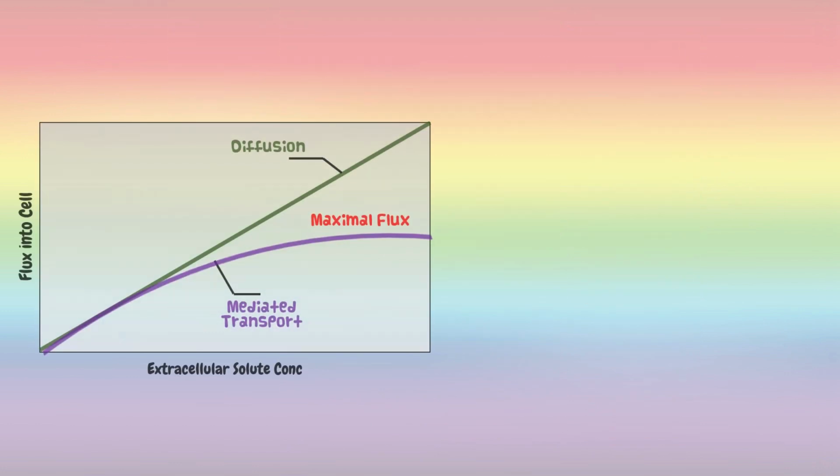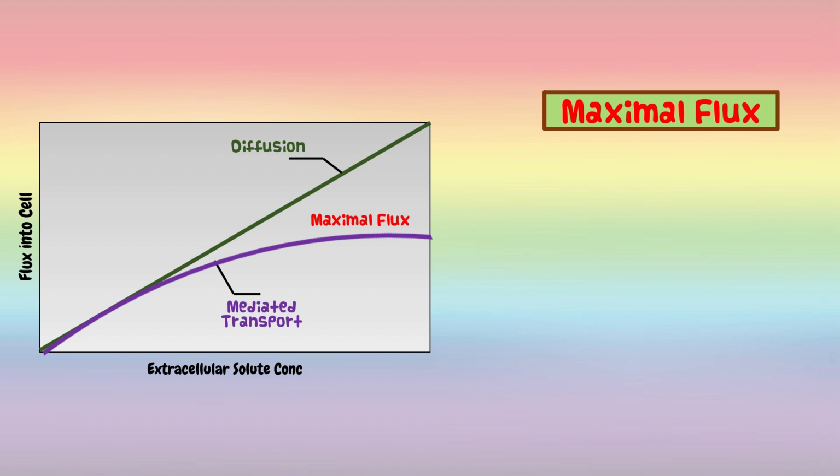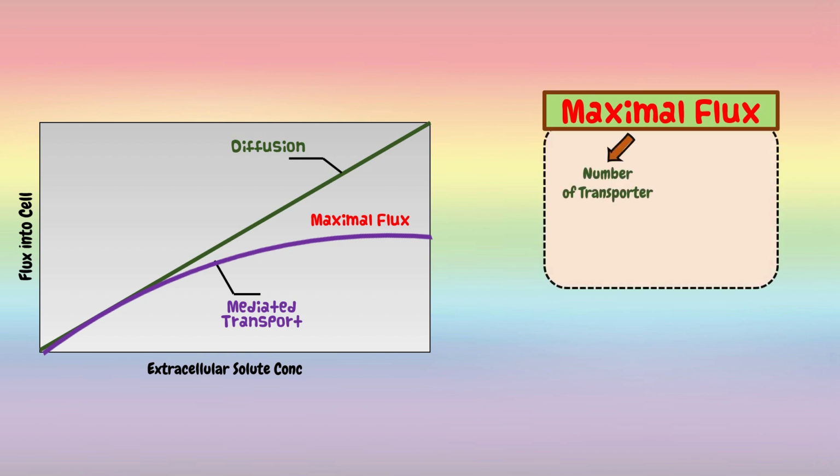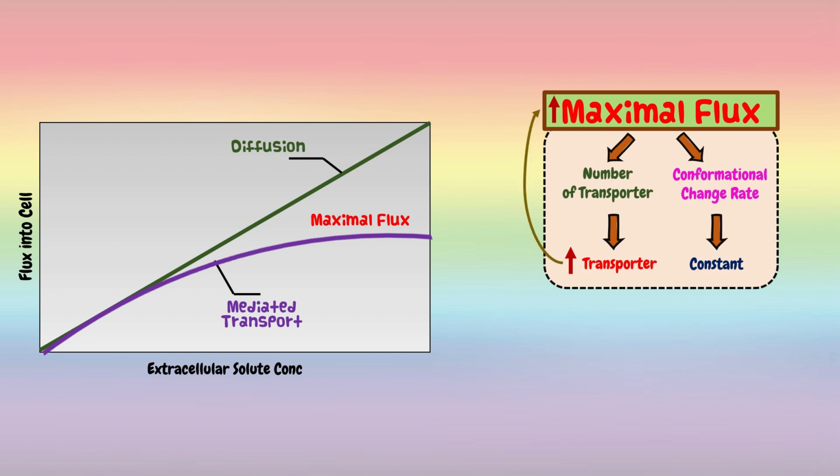Moving towards the third question. What might determine the value for maximal flux of a mediated transport system? Are you able to answer? Well, let me clear you. Maximal flux depends on the number of transporter molecules in the membrane and their inherent rate of conformational change when binding solute. If we assume that the rate of conformational change stays constant, then the greater the number of transporters, the greater the maximal flux that can occur.